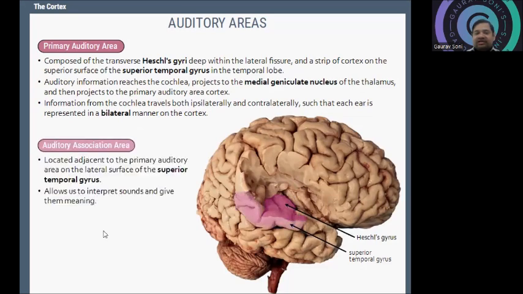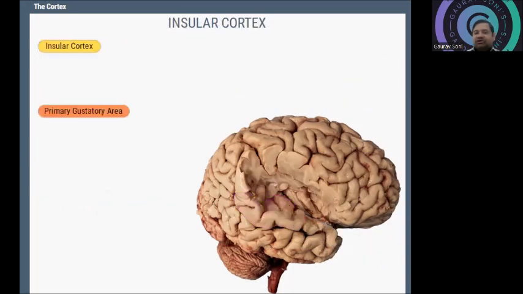Now talking about the auditory association area, it is just surrounding, that is, adjacent to the primary auditory area on the lateral surface of the superior temporal gyrus only. It allows us to interpret the sound and gives it meaning. Whatever sound we are hearing will be interpreted in this particular area. Now coming to the insular cortex.